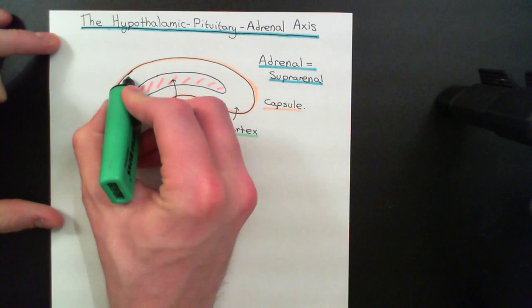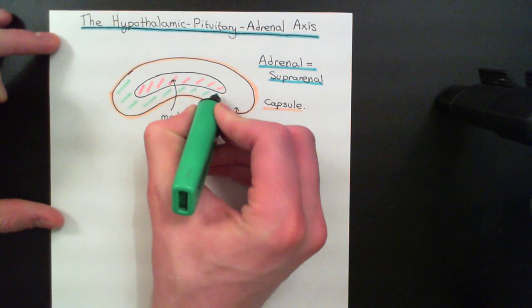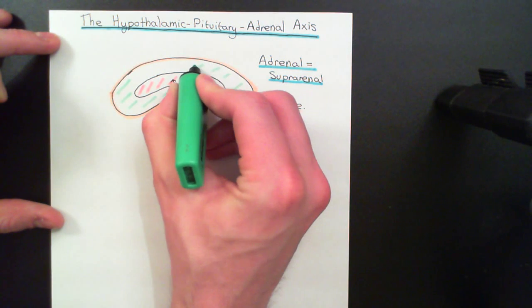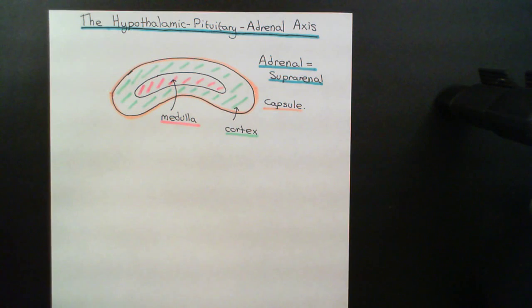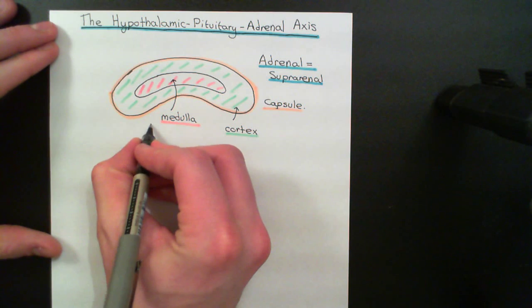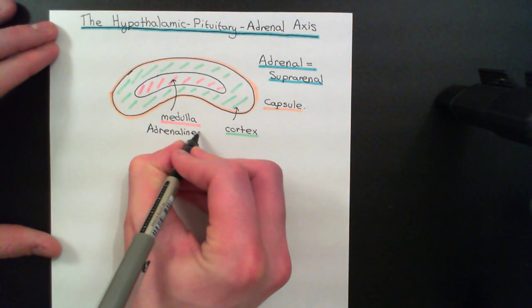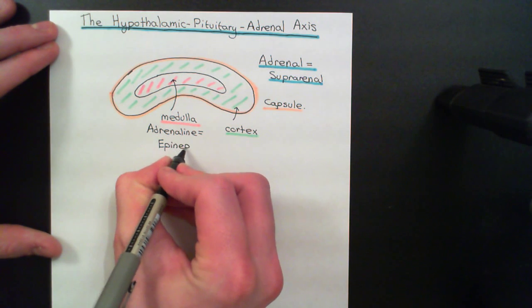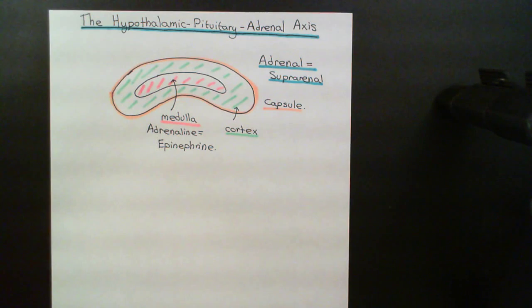Now, the medulla and the cortex have very different functions. The medulla contains what are known as the adrenal chromaffin cells, and these are responsible for producing and secreting the hormone adrenaline, also known as epinephrine in the United States. So the adrenal medulla synthesizes the hormone adrenaline, which is also known by the American name, epinephrine. And of course, this is an incredibly important hormone in the fight or flight response.